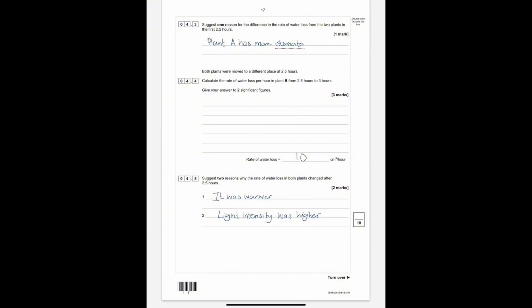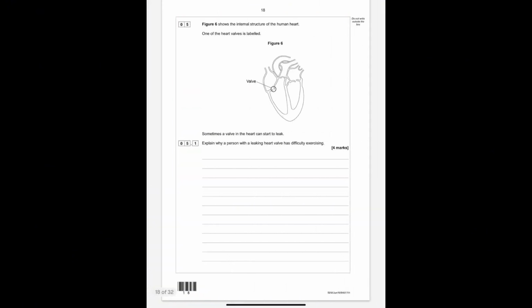4.5. Suggest 2 reasons why the rate of water loss in both plants change after 2.5 hours. The most obvious reason would be it was warmer. So if it was warmer, that would mean light intensity was higher. Okay, and that's for 4.5.